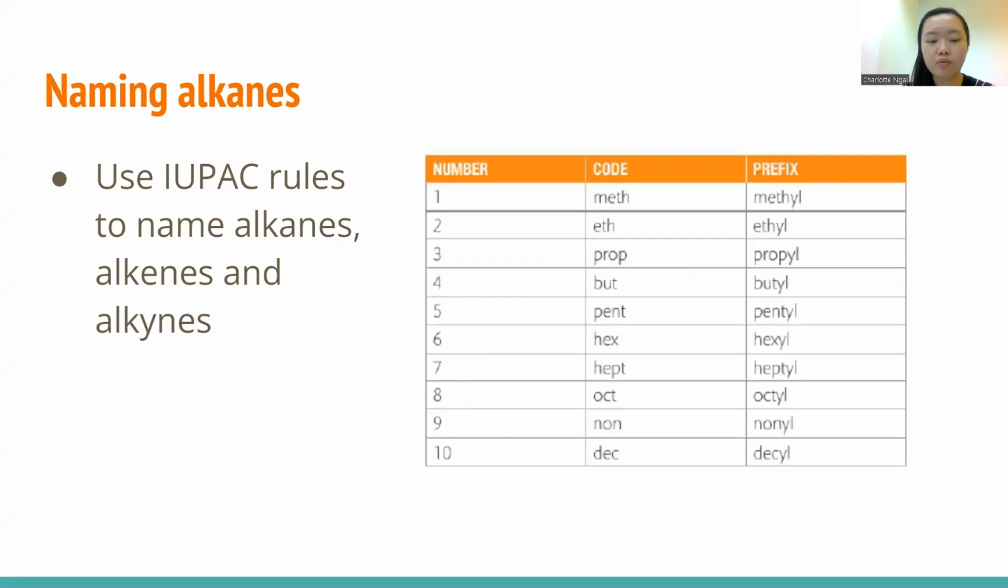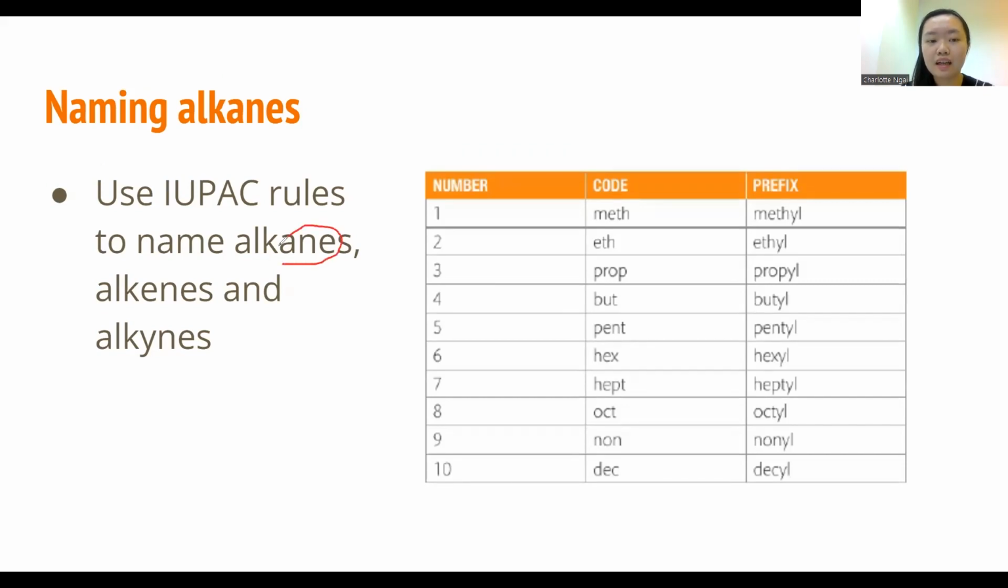There are a few rules we need to remember when we name alkanes. The first rule is we need to find the longest carbon chain in the molecule. We need to choose the prefix corresponding to the number of carbon atoms in the longest chain. If this is a single bond, we need to add ANE. If this is a double bond, we need to add ENE. And if there's a triple bond, then we need to add YNE. So here is the code right here.